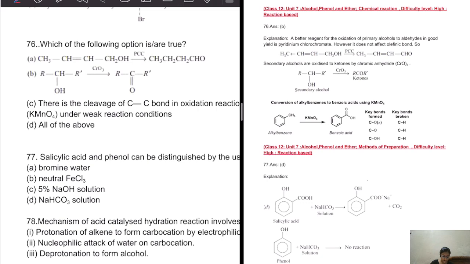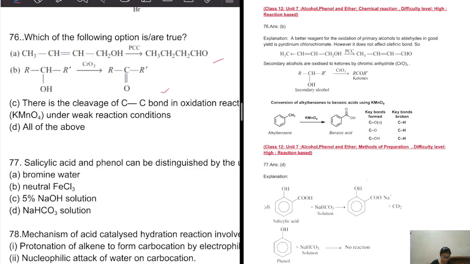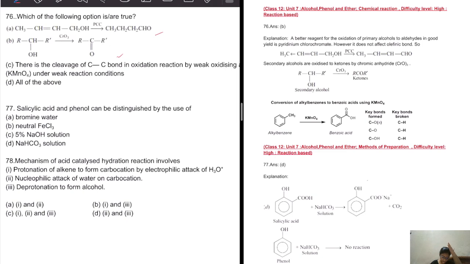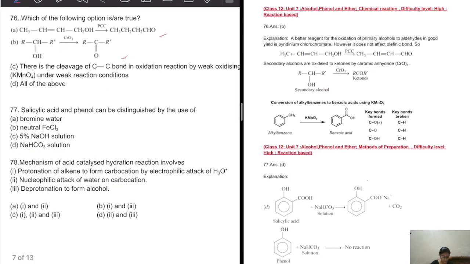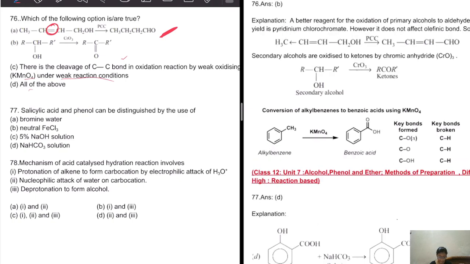Which of the following options are true? This is the option given to us, A, and this is B. This reaction. And the other option says there is cleavage of CC bond in oxidation reaction by weak oxidizing agents, KMnO4 under weak reaction conditions. This is false. Why? Because the double bond will not be affected when PCC is given. It is only the oxidation of primary alcohols to aldehydes. So this would be the product.